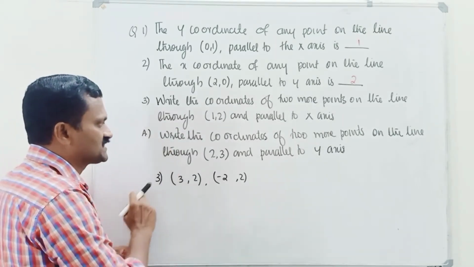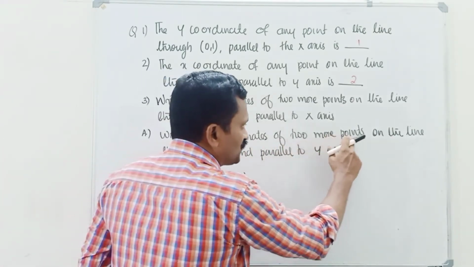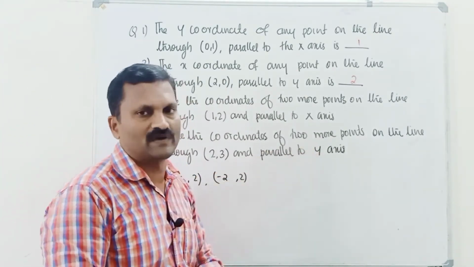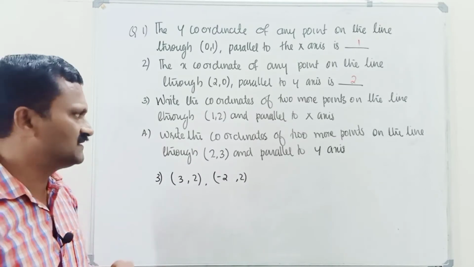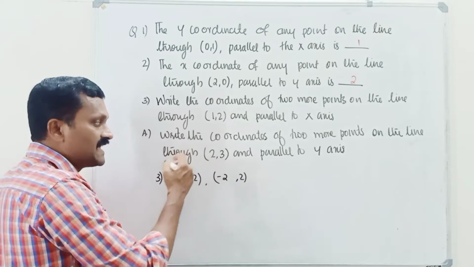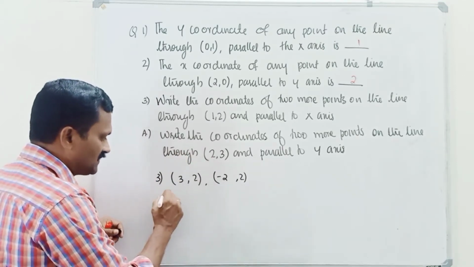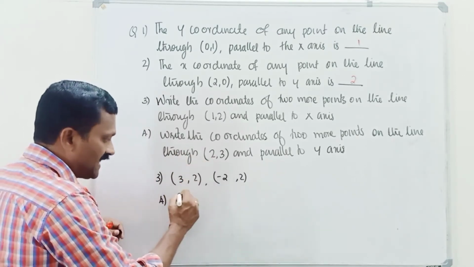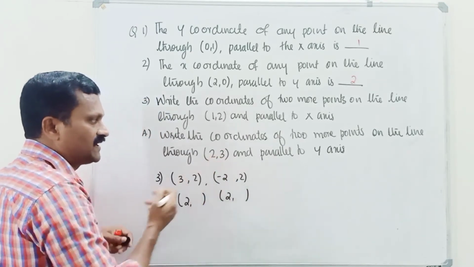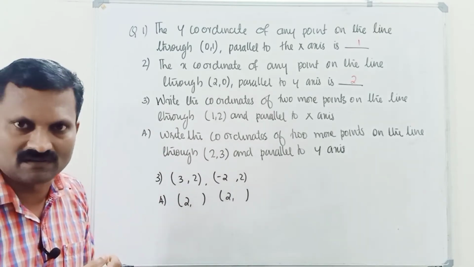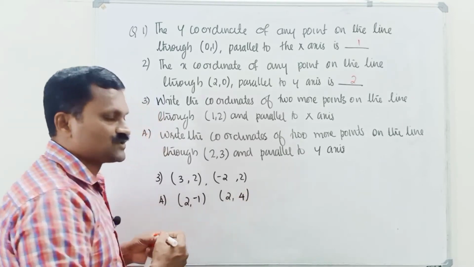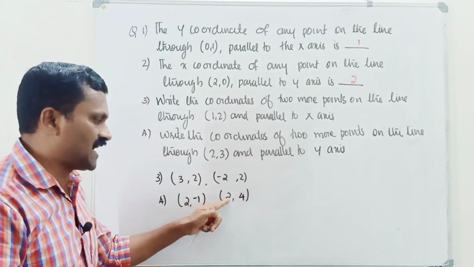What about the fourth question? Write the coordinates of two more points on the line through (2, 3) and parallel to y-axis. Can you write the answer? The line is parallel to y-axis means x coordinates are equal. Then what about the answer? X coordinate must be 2 and y coordinate you can take any number. That is, I take minus 1, here I take 4. So the answer is (2, -1) and (2, 4).